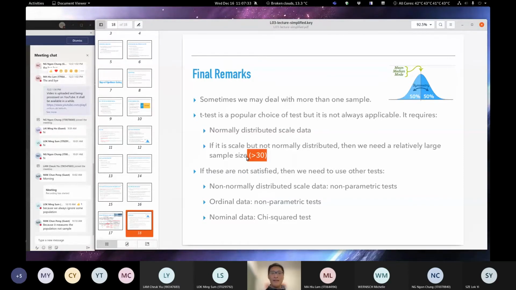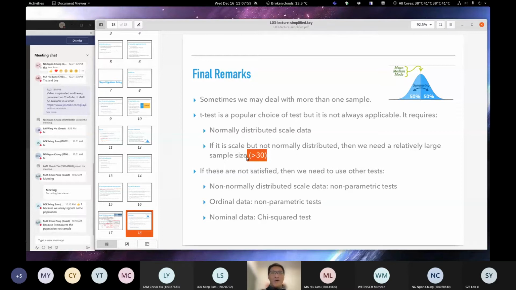So the rule of thumb here is that the sample size is larger than 30. If the sample size is larger than 30, then it is still okay if the data is not normally distributed. We can still use the t-test. There is some theory behind that, but I will prefer to skip that here, just for simplicity.